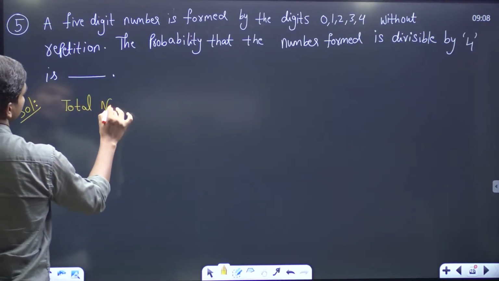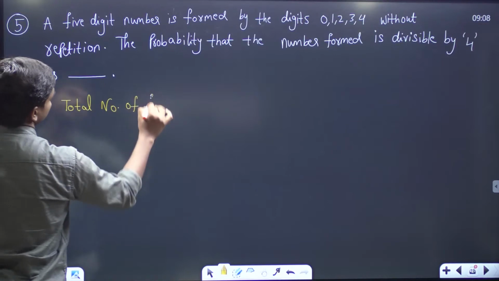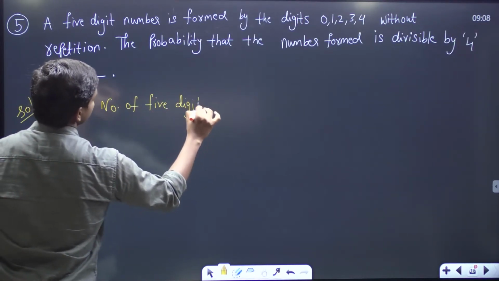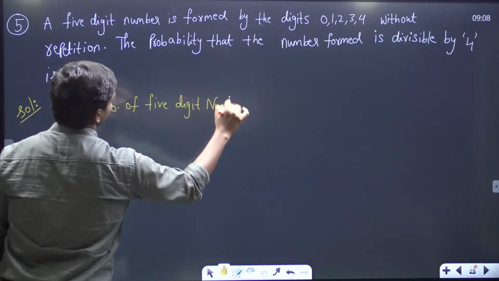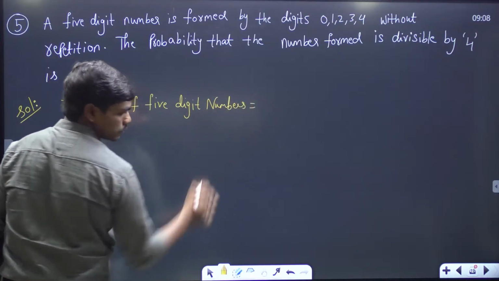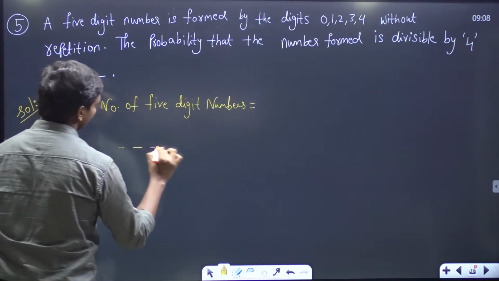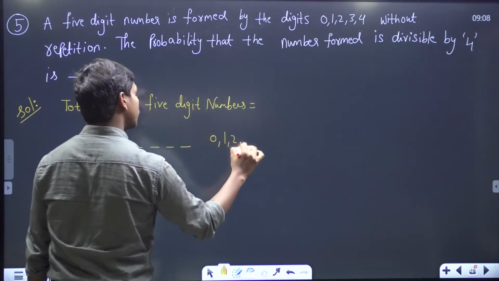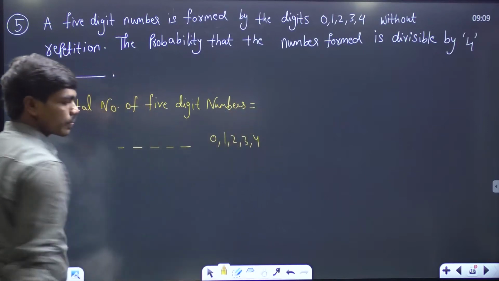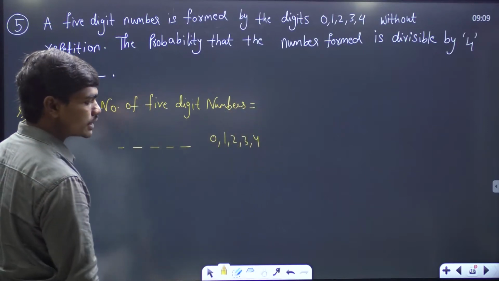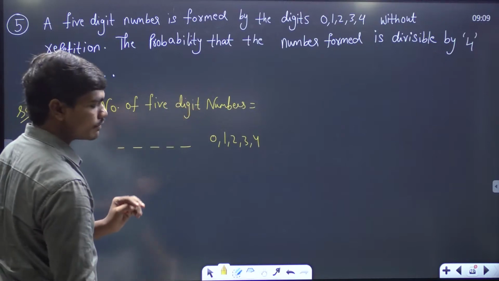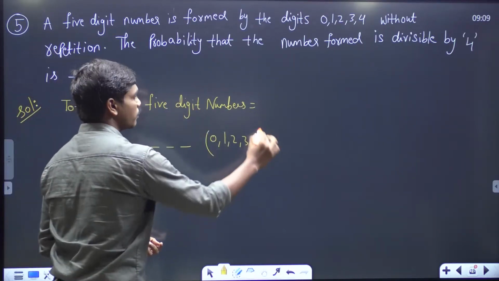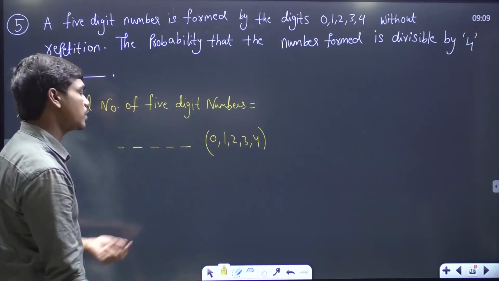Total number of 5-digit numbers you can form is equal to, see here, there are 5 places, and the digits you have are 0, 1, 2, 3, 4. Okay, let us see what could be the correct answer. To be frank, I didn't remember, so we need to solve.